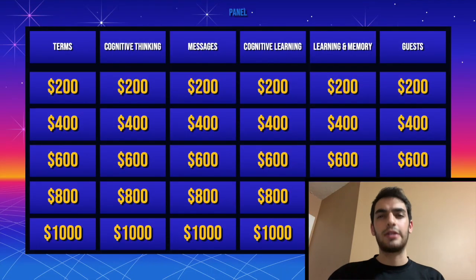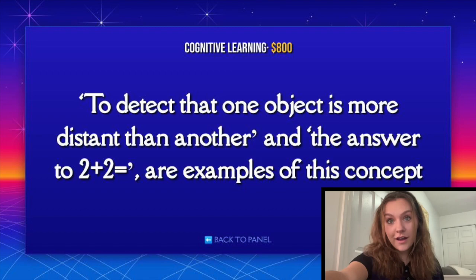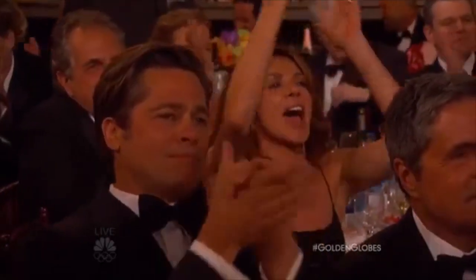I'll take cognitive learning for 800. To detect that one object is more distant than another and the answer to 2 + 2 equals are examples of this concept. What is System 1? You're correct, $800 for Ryan.